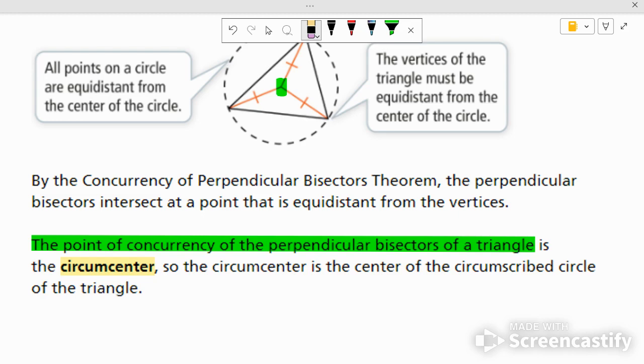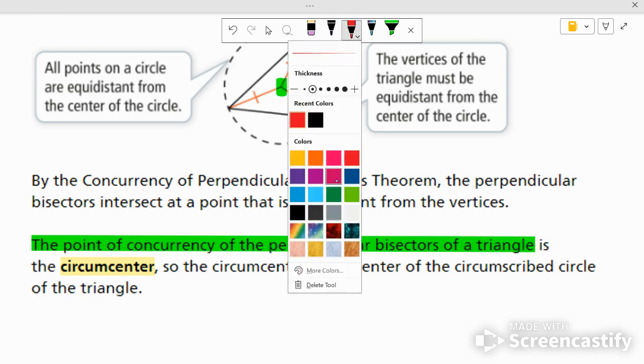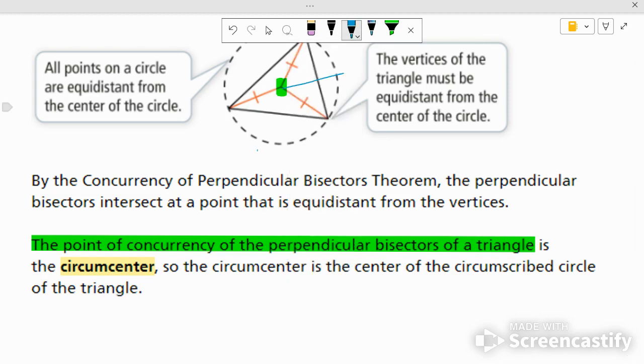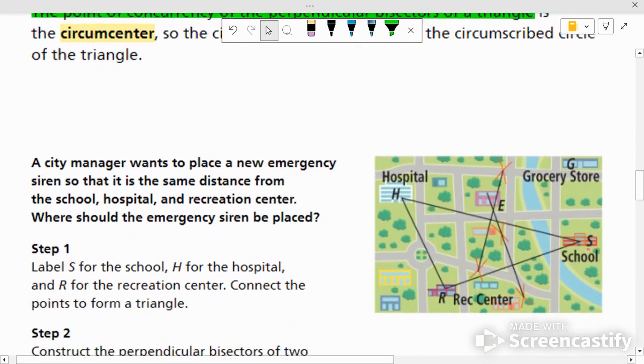So the point of concurrency of the perpendicular bisectors: here's one perpendicular bisector, here's another perpendicular bisector, and here's another perpendicular bisector. Where all three of those meet is called the circumcenter. And the circumcenter is the same distance away from each of the vertices. Okay, you'll have to know that.